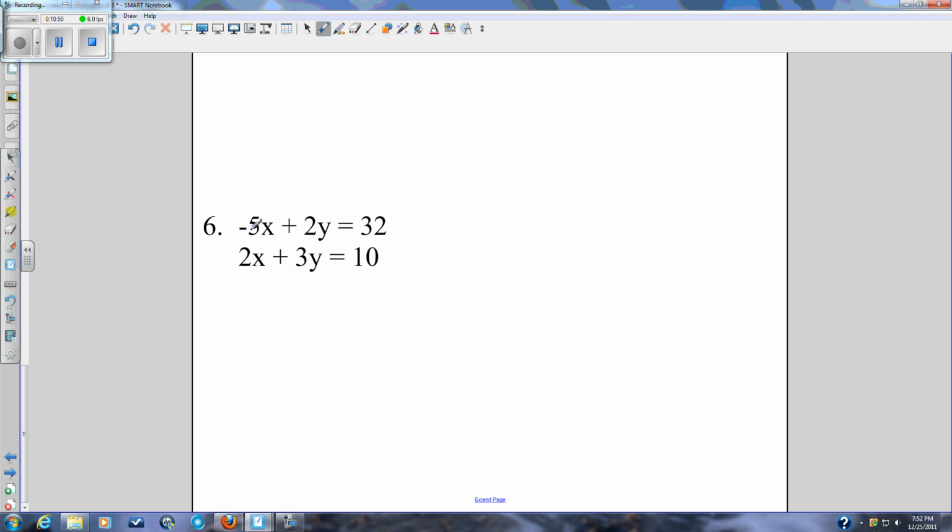So since the coefficient of the x term in the second equation is 2, I'm going to multiply the first equation by 2. Since the coefficient of the x term in the first equation is -5, that's what I'm going to multiply the second equation by. Basically, I'm just switching these two values of -5 and 2. So if I do that, my new equations will end up being 2 times -5x is -10x, 2 times 2y is 4y, and 2 times 32 is 64.